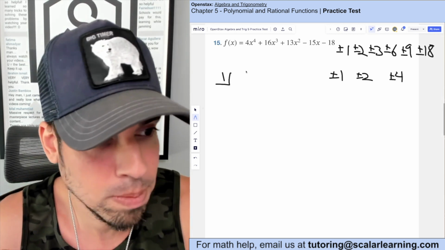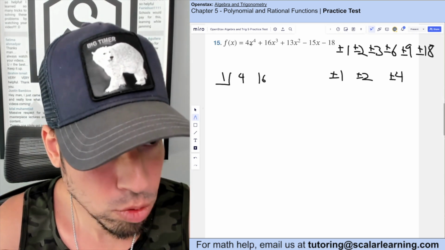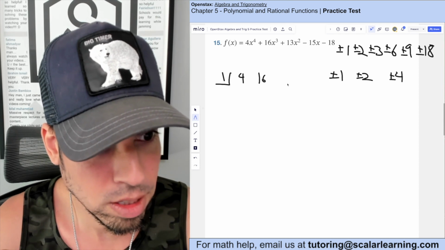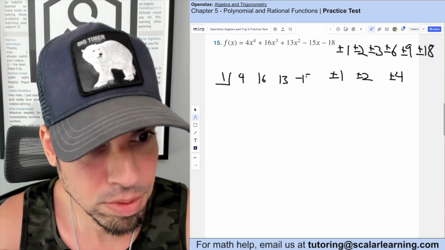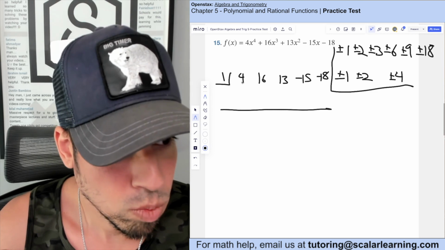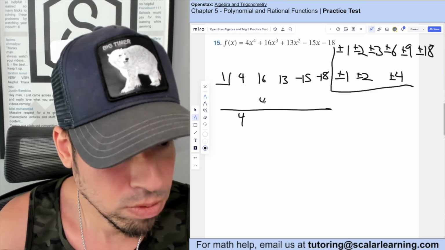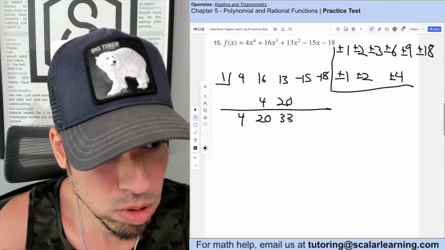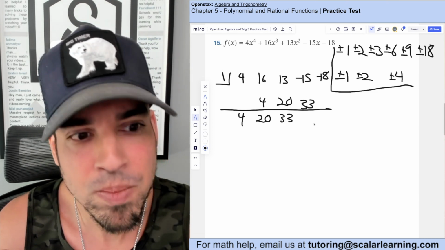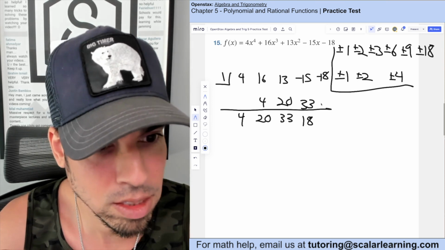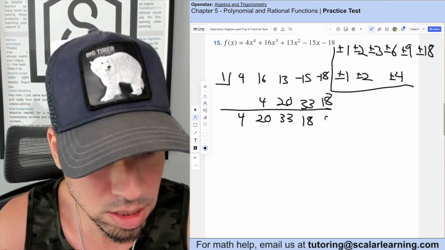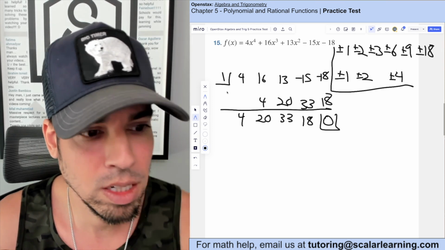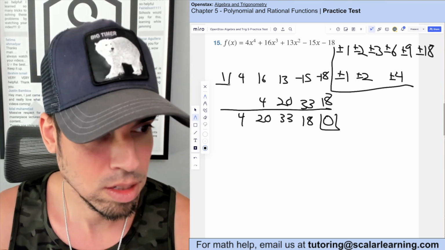I'm going to show you what it looks like when you get a match, when you get something that works. So again, we got the coefficients in order of degree. So 4x to the 4th, 16. Then we got 13, negative 15, and negative 18. And then we're going to run it by dropping the 4. 4 times 1 is 4, plus 16 is 20. 20 times 1 is 20, plus 13 is 33. 33 times 1 is 33. Plus negative 15 is 18. 18 times 1 is 18, plus negative 18 is 0. Boom. So indeed, 1 is a nice 0 of the function.